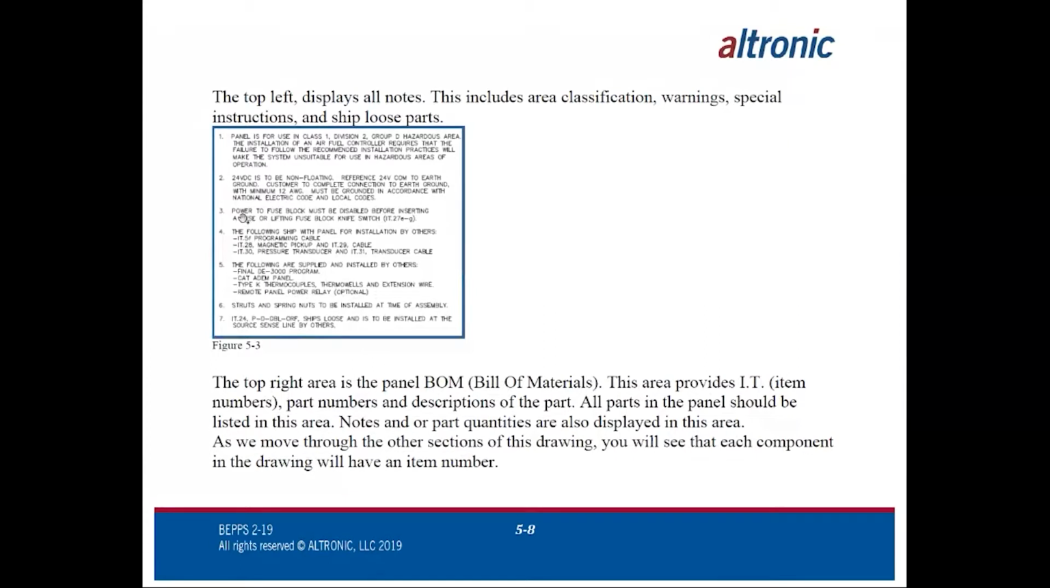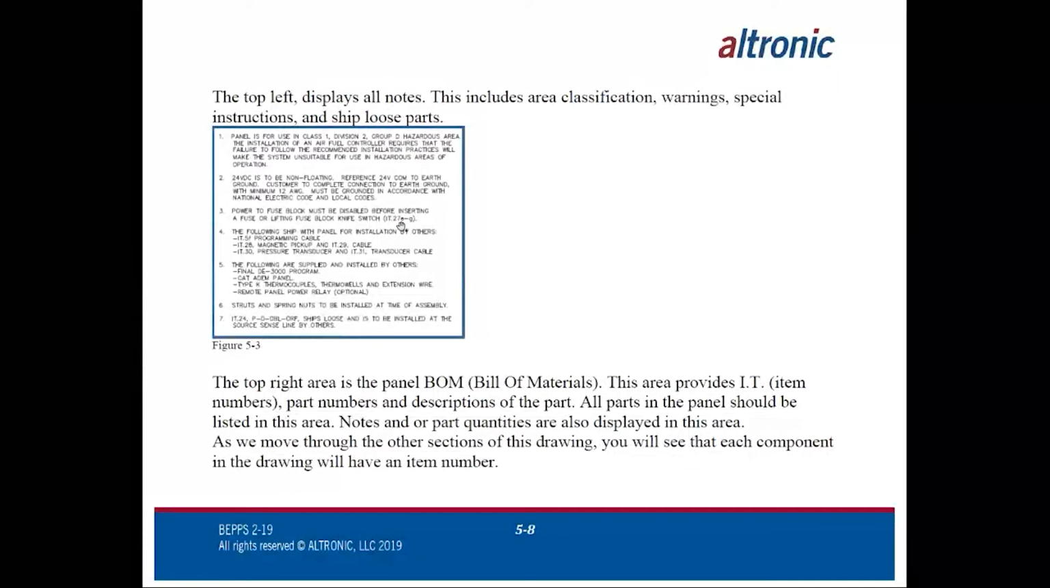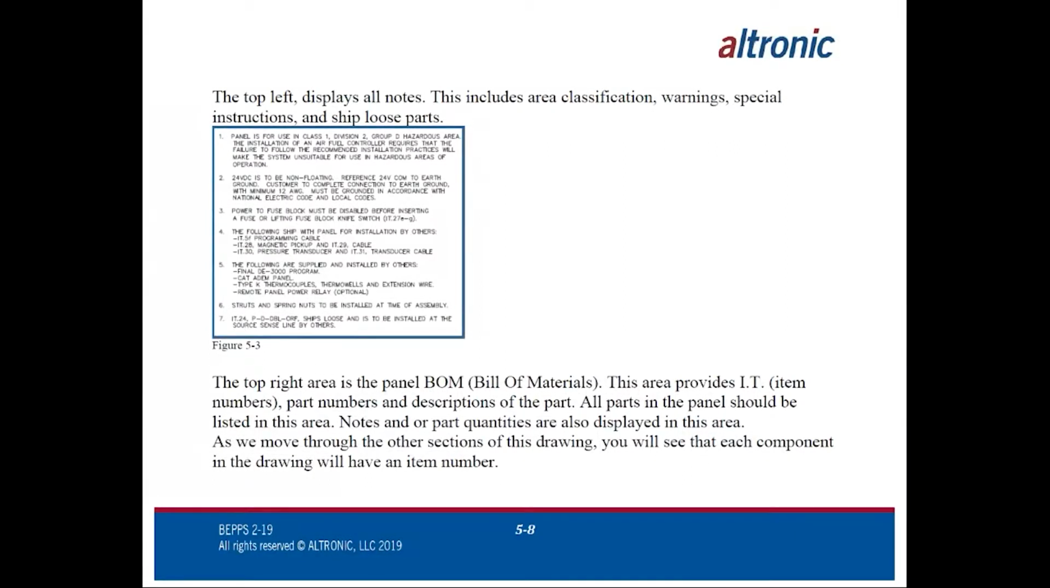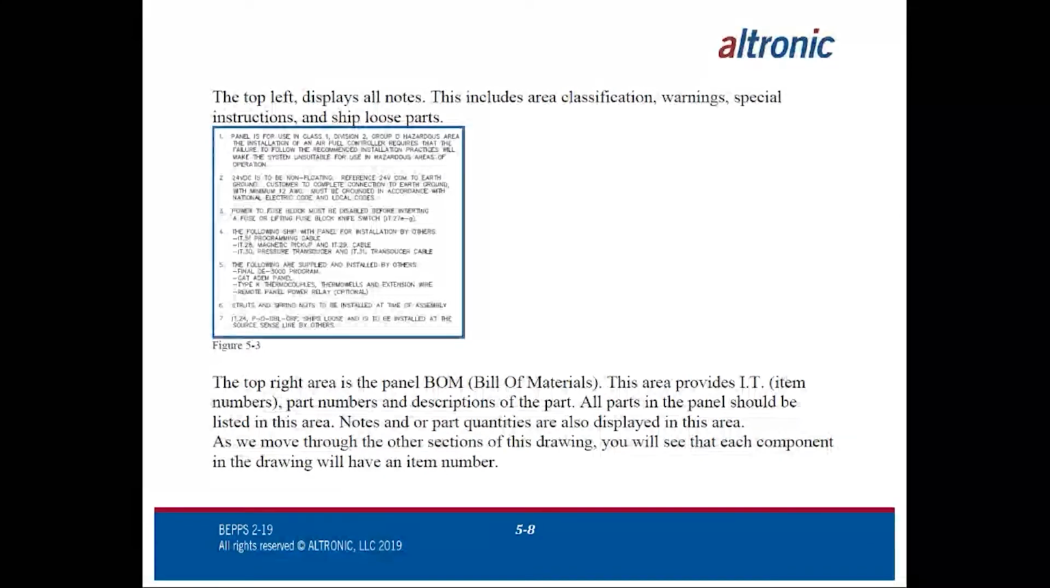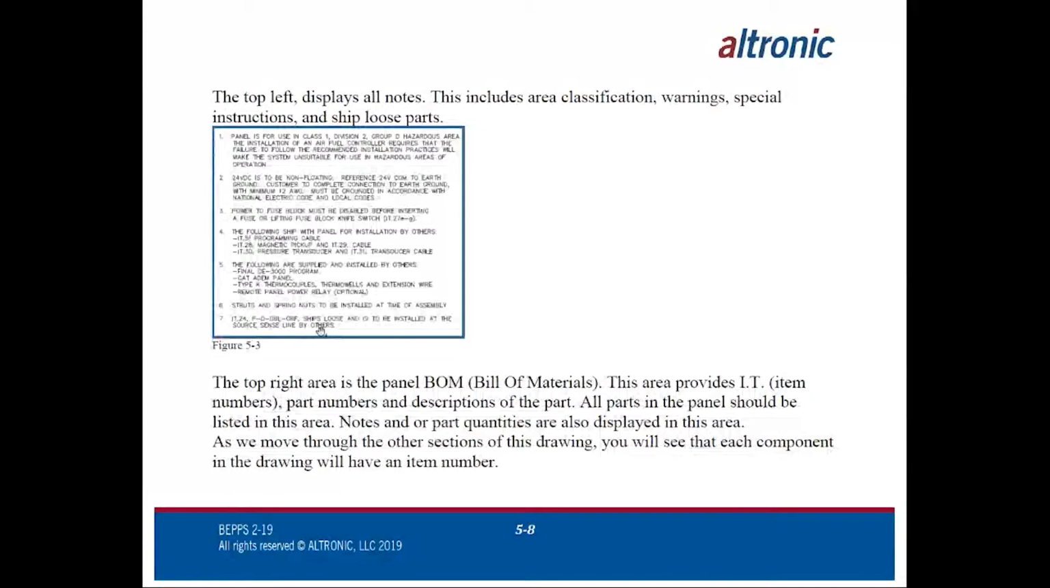I like this notation. Power to the fuse block must be disabled before inserting a fuse or lifting the fuse block knife switch. Of course, our fuse blocks are Class 1 Div 2 approved, but that's as they sit, not being serviced in working order. If we were to lift that gate or close that gate with power applied to it, there could be a spark during that time. So the notes are a great thing to be able to reference in these drawings.